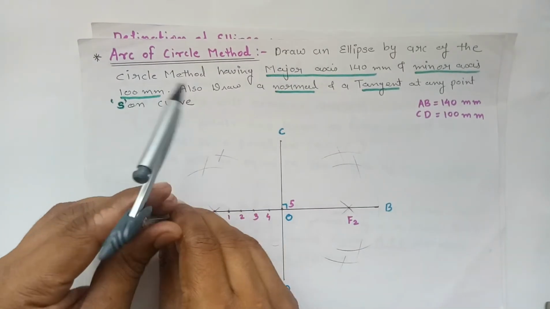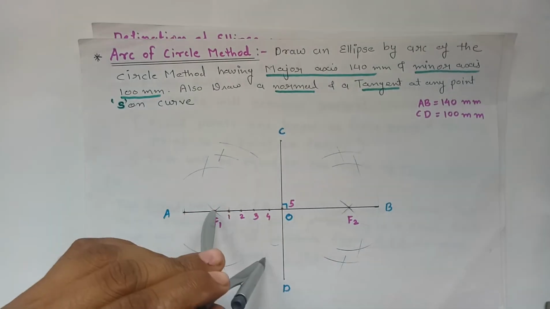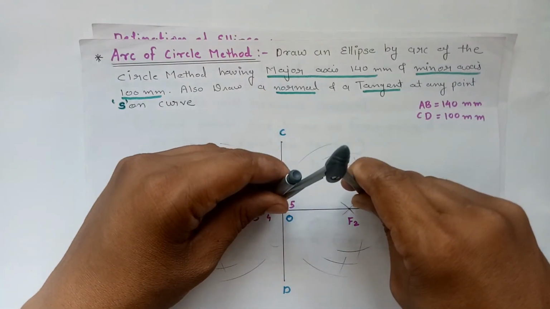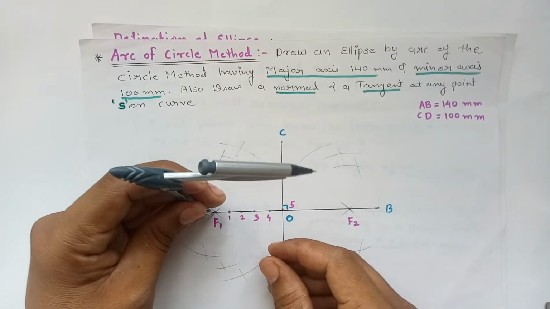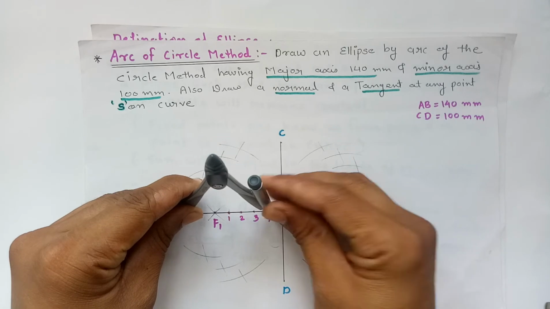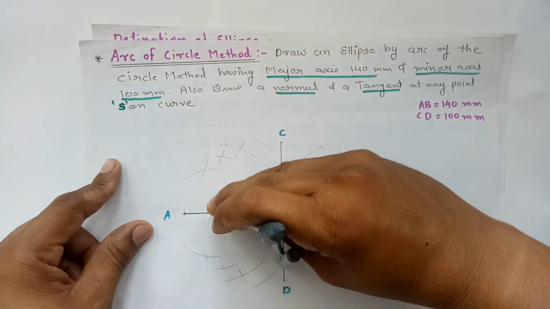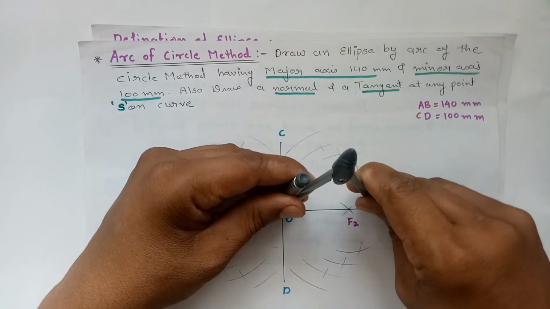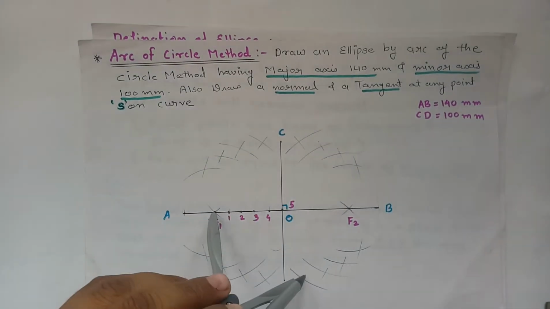Then measure the A to 3 distance on the rounder, and give an arc from the focus points F1 and F2 on both sides of the major axis. Then measure the B to 3 distance on the rounder, and give an arc from focus point F2 and from focus point F1. Then measure the distance from A to 4 on the rounder, and give an arc from focus point F1 and focus point F2. Then measure the distance from B to 4 on the rounder, and give an arc from focus point F2 and focus point F1, and mark the intersection points.